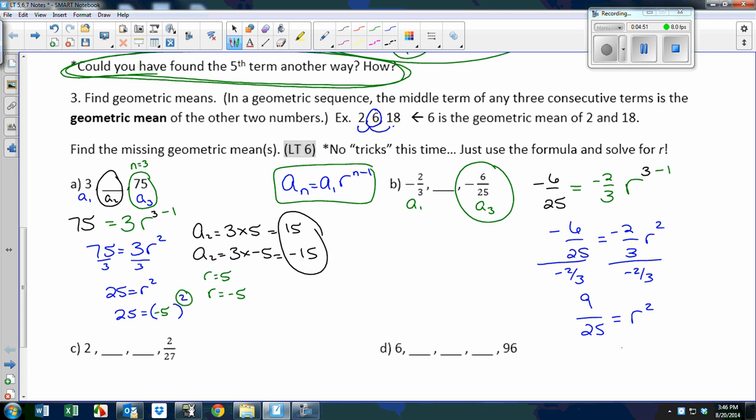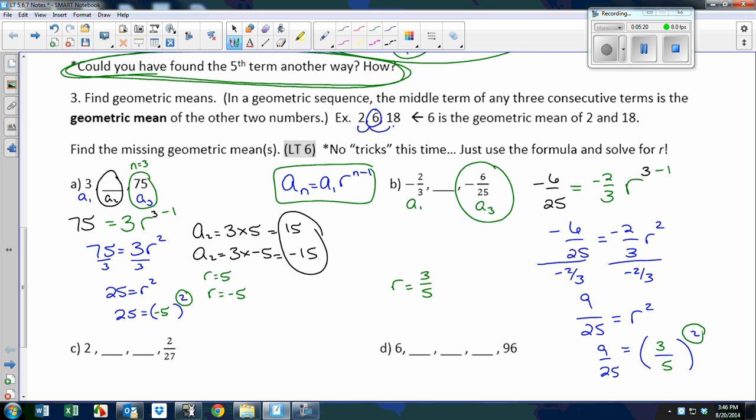So what would you square? That's r. What would you square to make 9/25? Well, let me make that a little bit bigger. To make a fraction, you need to square a fraction. So thinking about that, what would you square to make a 9 in the top of the fraction? Well, you'd square 3. And what would you square to make 25? You'd square 5. So r could be 3/5.